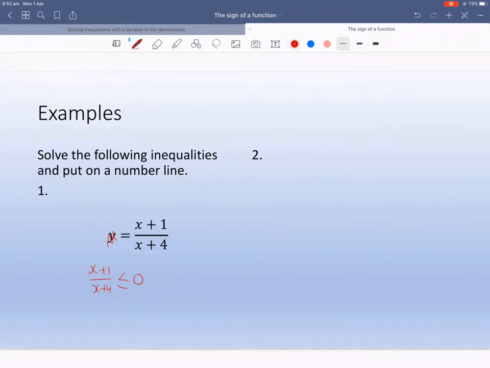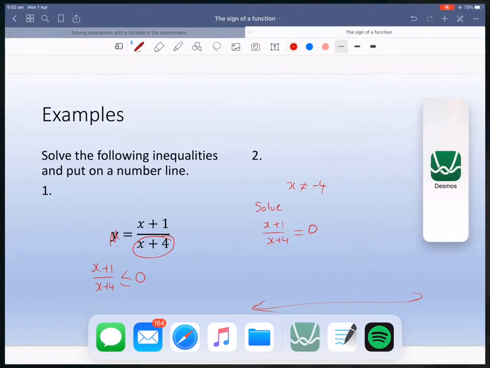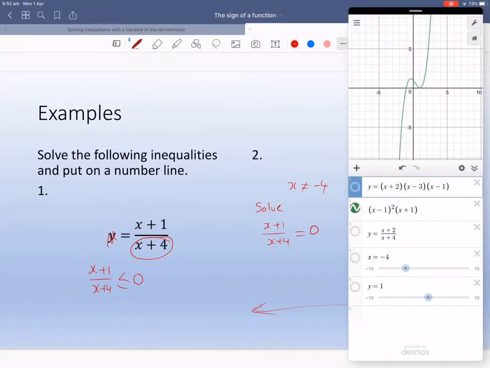Now, the best way to do this is critical values. So we know that x cannot be equal to -4 because the denominator can't be 0. And we put everything on a number line, okay? The next thing, we solve as an equality. So we go x plus 1 over x plus 4 is equal to 0, okay? And then we solve and we get our two critical values. But what I want you to do is draw their graph on Desmos. Actually, I've got it here. All right, let's do that quickly. So I'm not going to solve this for you exactly. So it's the purple one there.